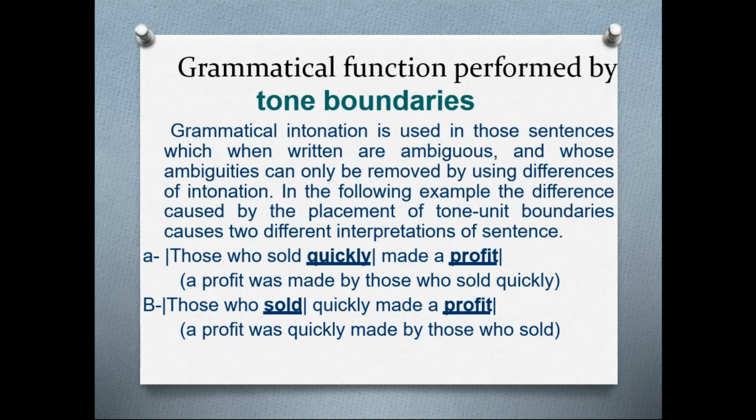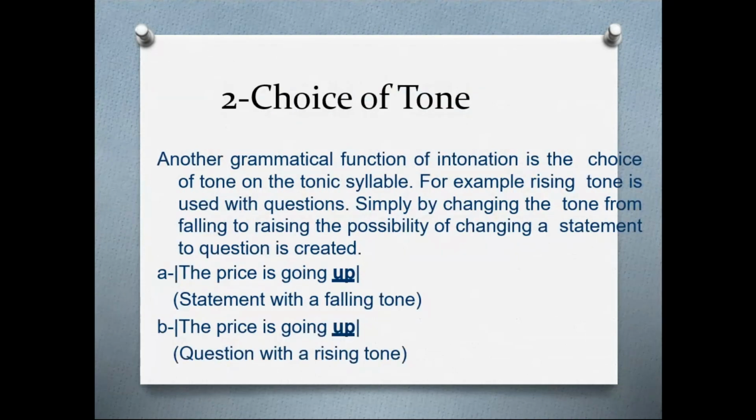But when you have a different grammatical unit, those who sold, and you have the boundary, you have a different meaning. Another grammatical function of intonation is the choice of tone on the tonic syllable. Normally a rising tone is used with questions. Simply by changing the tone from falling to rising, the possibility of changing a statement to a question is created. The price is going up. It's a falling tone and it's a statement. But when you use a rising tone, the price is going up, it's a question, because it is having a rising tone.